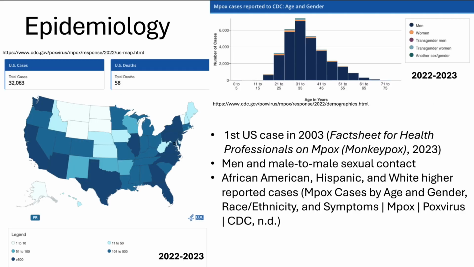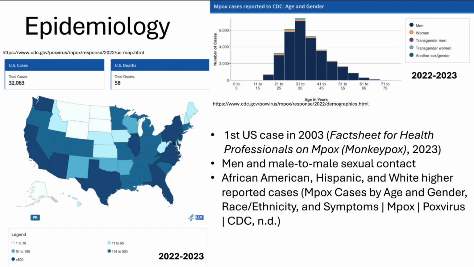The first U.S. case occurred in 2003 when humans contracted the virus from pet prairie dogs that were in contact with Mpox-infected rodents imported from Ghana. Out of 2,891 U.S. Mpox cases, they found that 99% occurred in men, 94% of whom reported male-to-male sexual contact. A total of 32,063 U.S. Mpox cases were reported by the end of December 2023.